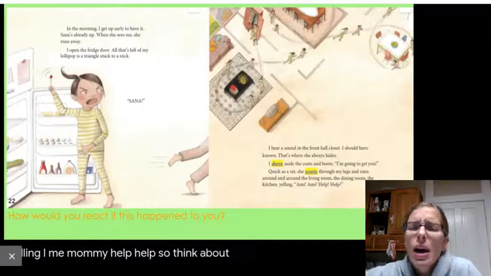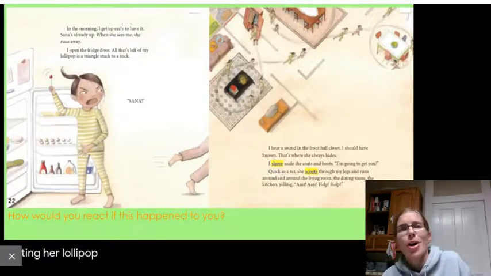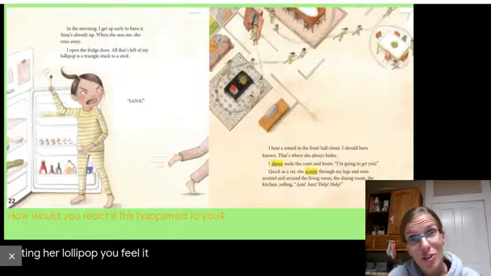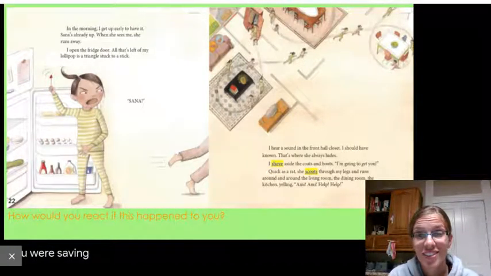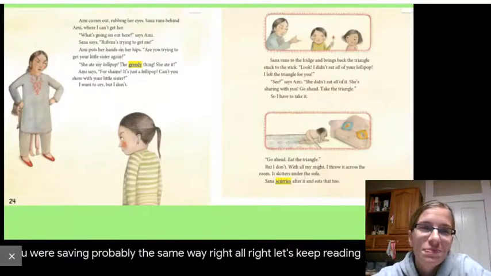So think about how Rubina feels about Sana eating her lollipop. How would you feel if your little brother or sister ate your lollipop that you were saving? Probably the same way, right? All right, let's keep reading.